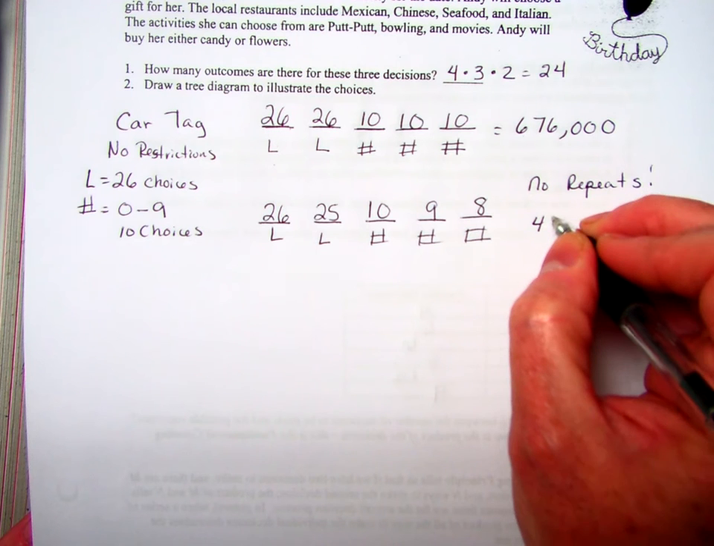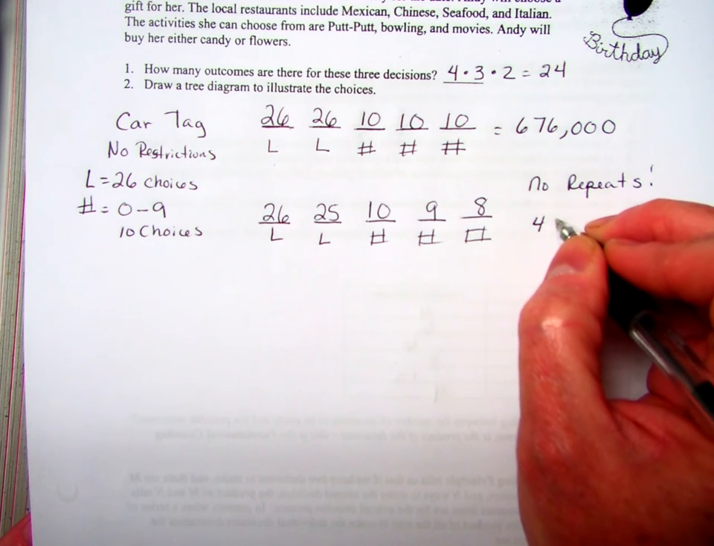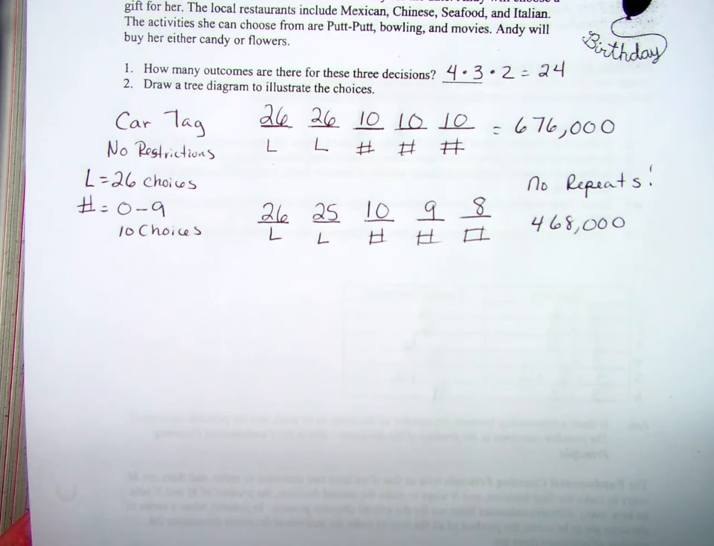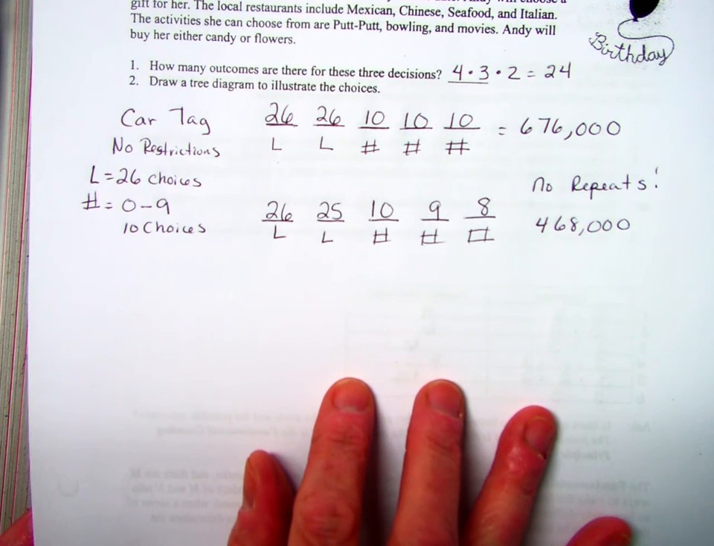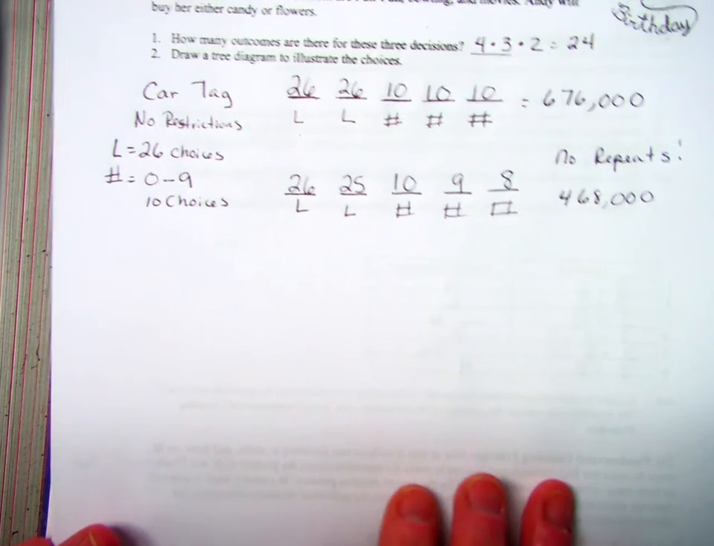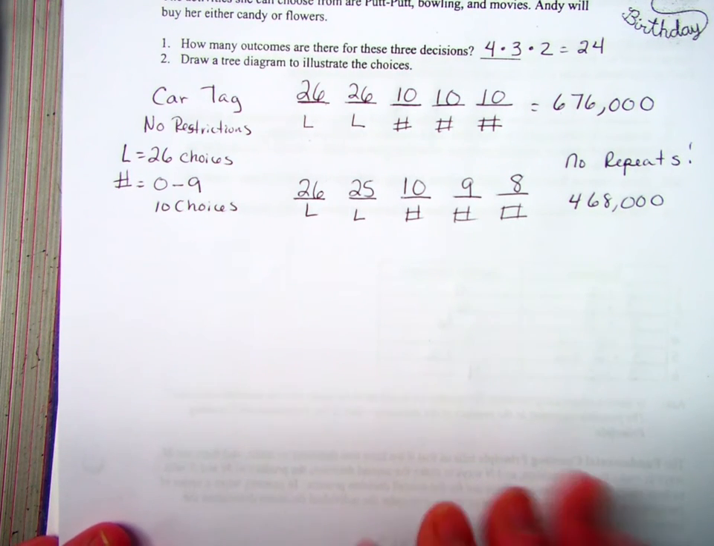And what did you get, Cole? 468,000. Yep. It's not hard to say big numbers. All right, are you comfortable with how you got those numbers? Yeah. Okay. Now, let's say we have a password.